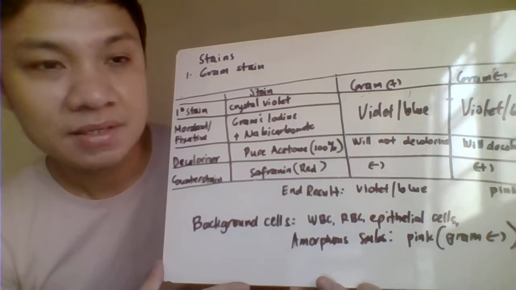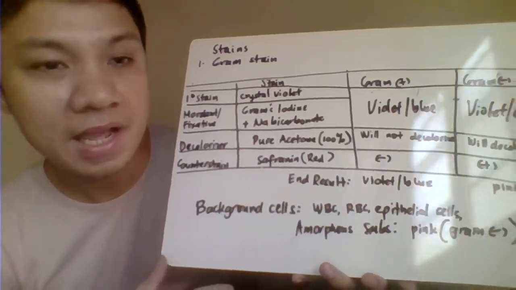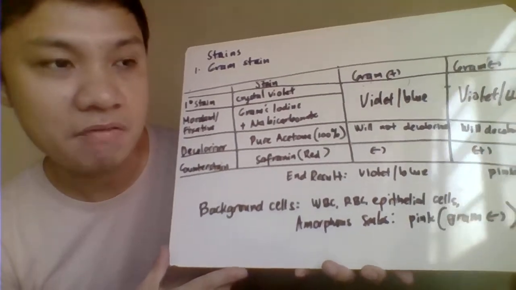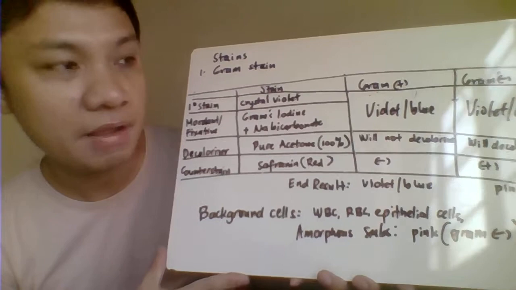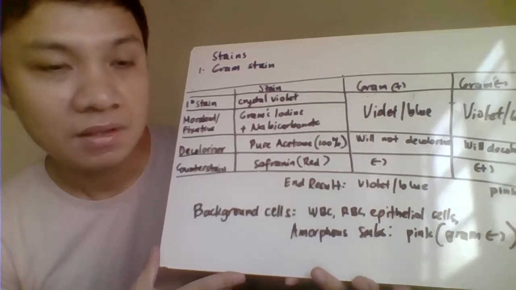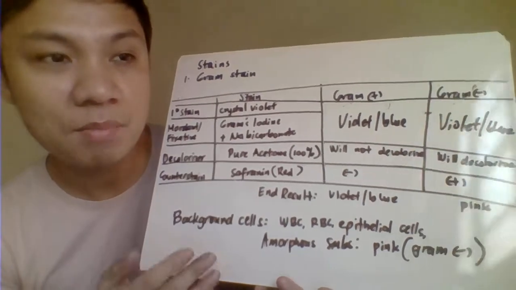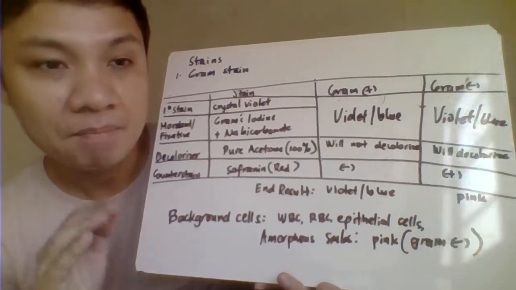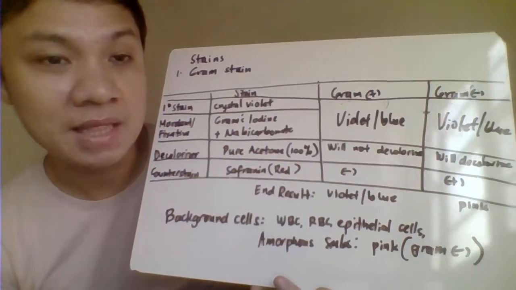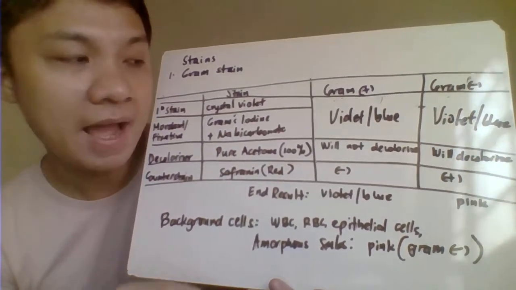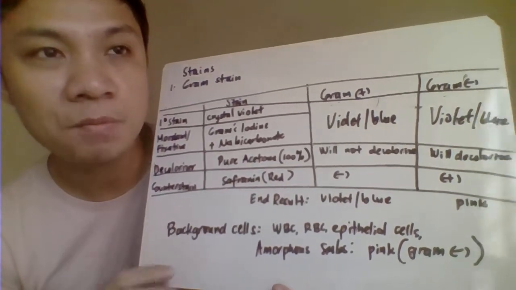Okay, then after applying your mordant and your primary stain, you apply the decolorizer in the form of pure acetone. So what is going to happen if you have your gram-positive? Remember that your gram-positive cell wall is made of a very thick peptidoglycan layer, and the peptidoglycan layer is a protein. So if you apply acetone to that, it will form a coagulum.